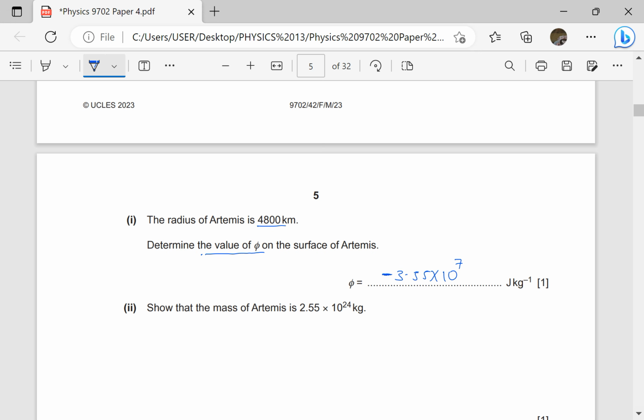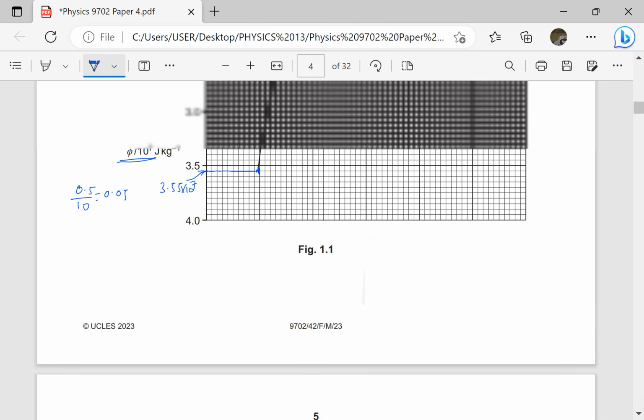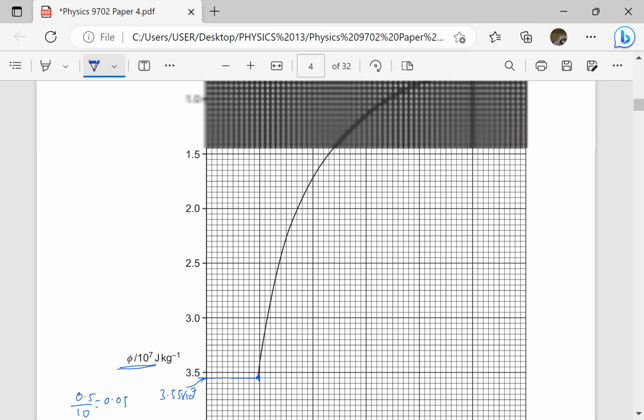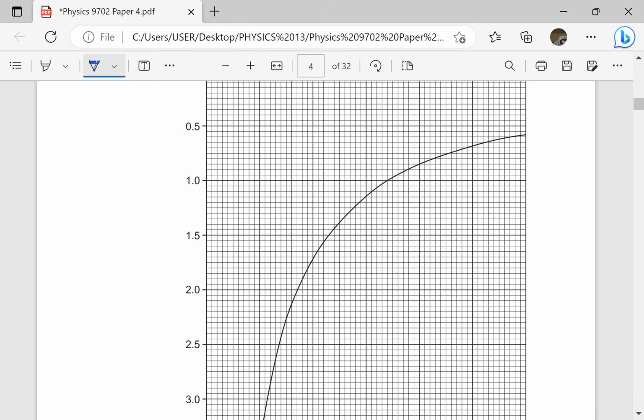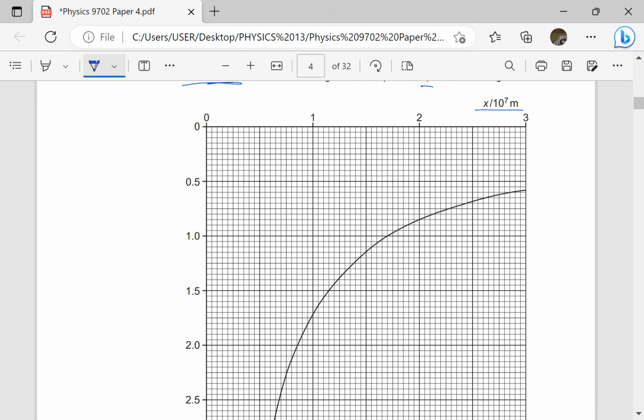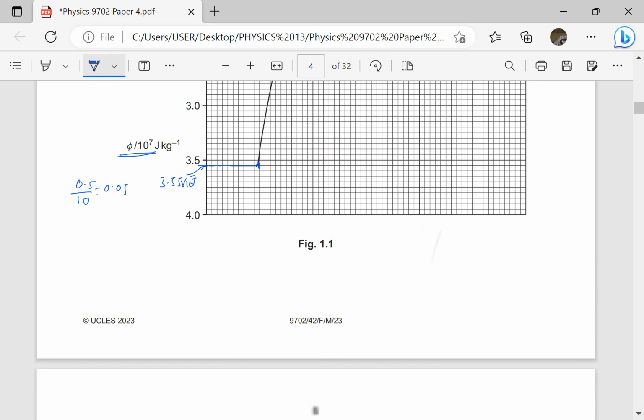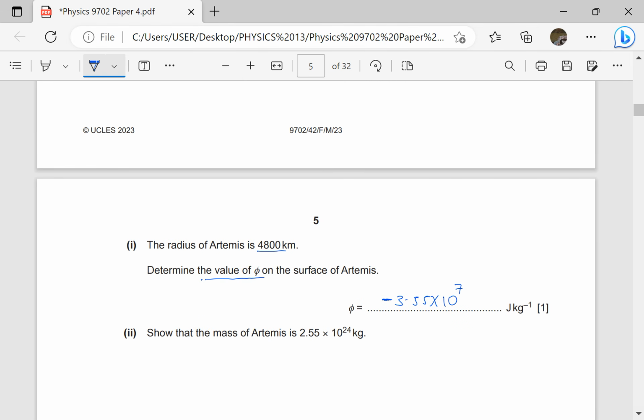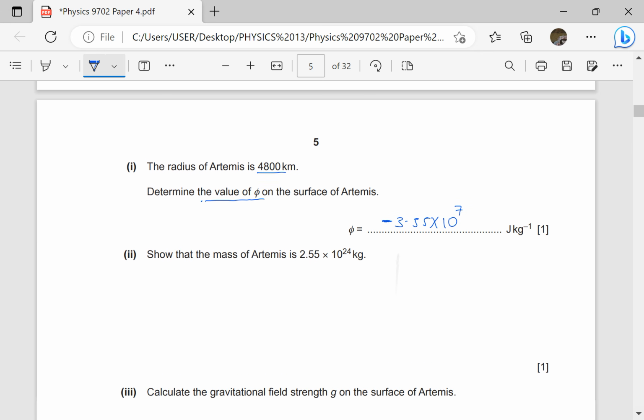Because potential is defined to be maximum at infinity, and at infinity it is zero. That means elsewhere it must be negative. And even when you look at the graph, the value of gravitational potential is below the x-axis. That means these are negative values. Therefore, the gravitational potential is going to be negative 3.55 times 10 power 7 joules per kilogram.